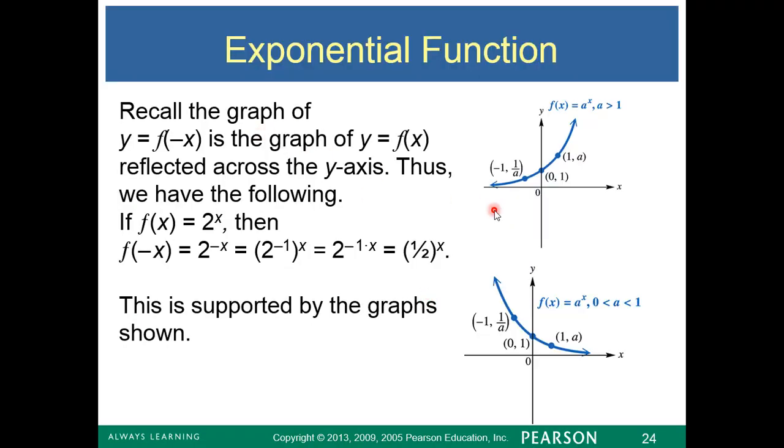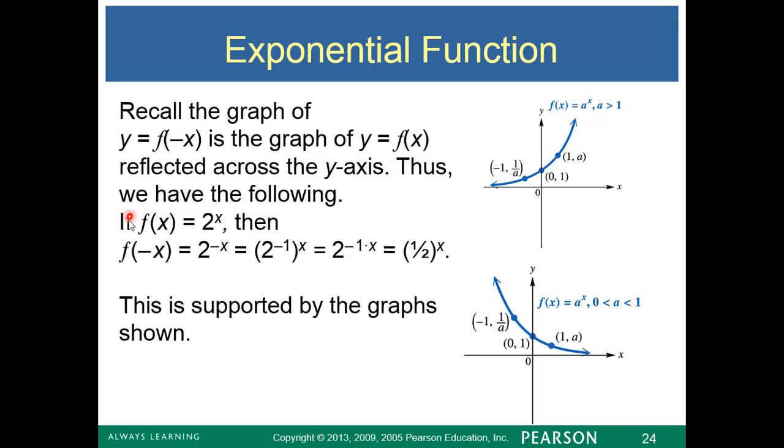Okay, so notice these are flipped, so understand the differences. This is where a is between 0 and 1, so it's a decreasing function. This is when a is greater than 1. Okay? So also, remember the graph of y equals f of negative x is the graph of y equals f of x reflected across the y-axis. Okay, so notice that this is the same as this, but reflected across the y-axis.